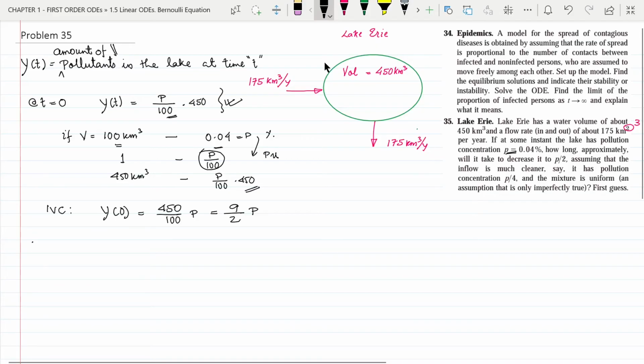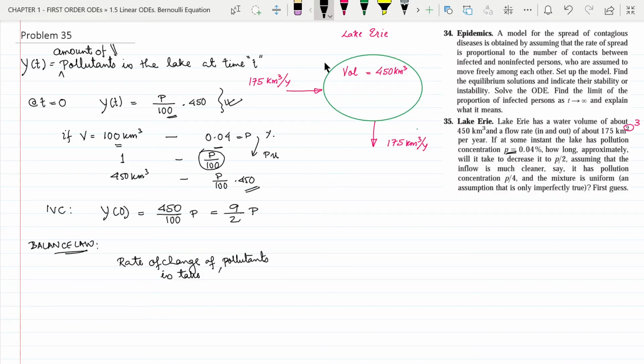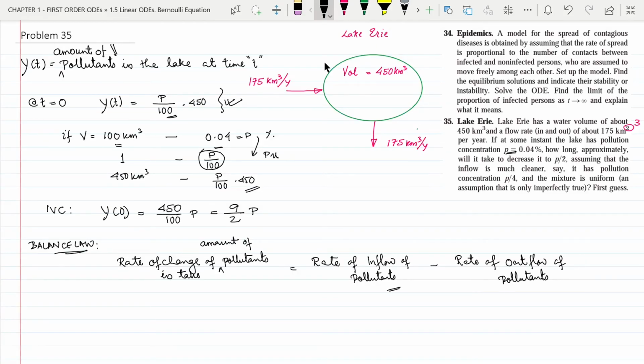Now we have the balance law, which states: rate of change of amount of pollutants in the lake equals rate of addition of pollutants minus rate of subtraction of pollutants, or rate of inflow of pollutants minus rate of outflow of pollutants. We have already solved a similar problem in problem number 24 of chapter 1.3 in video number 8. You can refer to that problem.